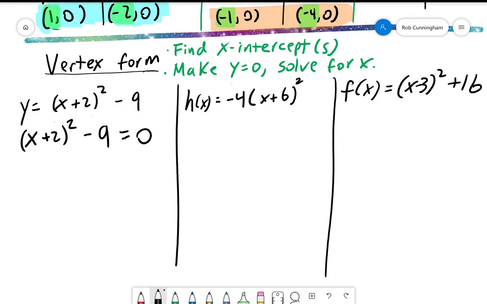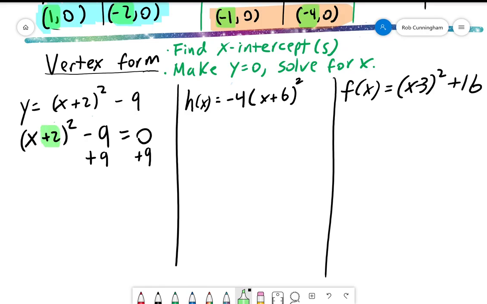And just like an ordinary equation, I'm going to start from the farthest away point from the x, and I'm going to work my way in. Basically, I'm doing order of operations, but I'm doing it in reverse. In regular order of operations, the very last thing you do is addition and subtraction. So if I'm going to undo things, I'm going to start with addition and subtraction. I'm going to add 9 to both sides.